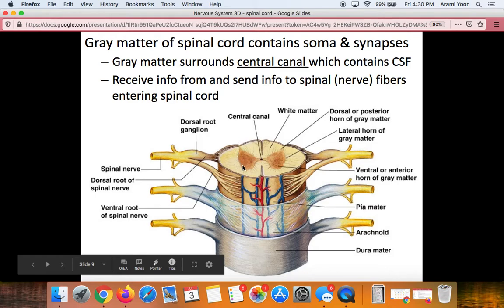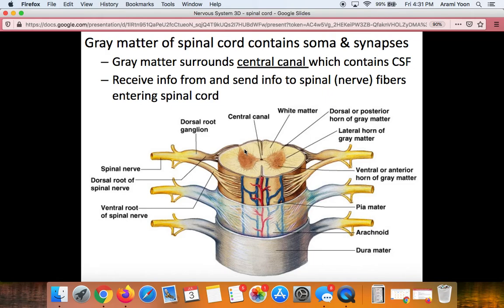You would see when you took a cross section that there would be gray matter on the inside of the spinal cord and then white matter on the outside of the spinal cord, which is the opposite of what you saw in the brain, right? The brain had gray matter on the outermost regions of the cerebrum, and then the white matter was deeper inside.